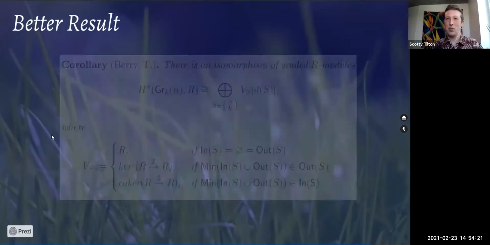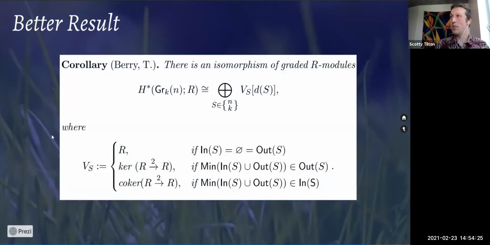So what my collaborator did, once we started seeing these pictures, is he got this wonderful, wonderful result. This is huge. There's an isomorphism of graded R modules: the cohomology of any Grassmannian with any commutative ring R is isomorphic to the direct sum of Vs in the dimension of S, where Vs is given by R if the number of arrows pointing in to your stratum in that picture is empty, it's equal to 2 if the number of out arrows and in arrows... if there's only arrows going out, it's the kernel of this map. And if there are arrows going out and in, but the smallest out value is on the arrows going in, then it's the co-kernel.